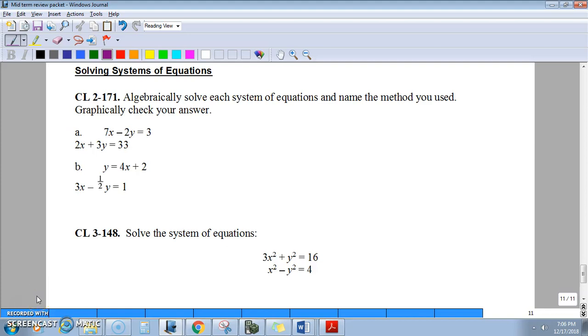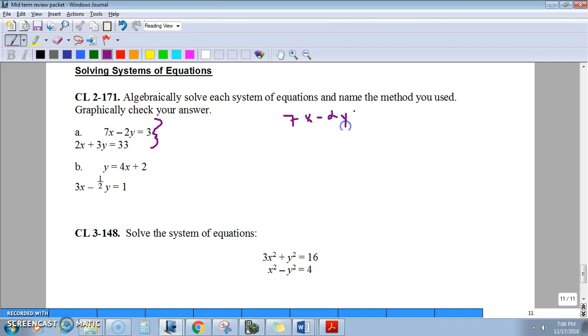All right, this is part of the constructed response, so you are going to want to pay attention to this one. Algebraically solve each system of equations and name the method you used. Graphically check your answer. All right, so it looks like A is set up perfectly to do some elimination.